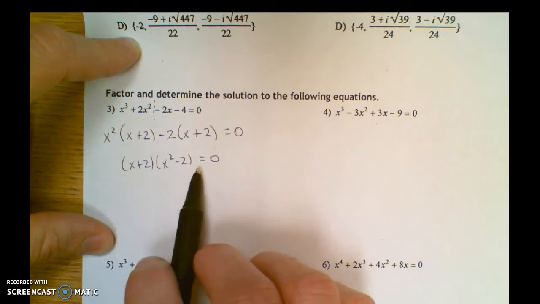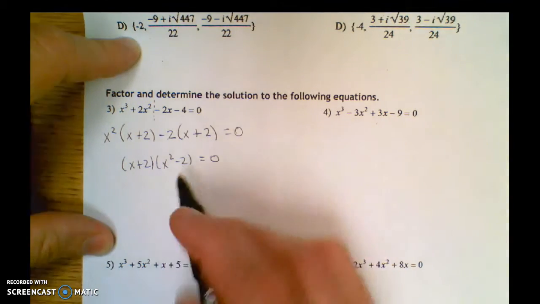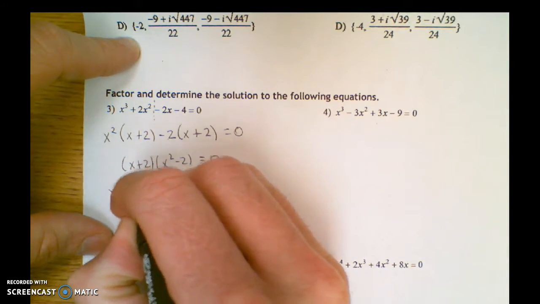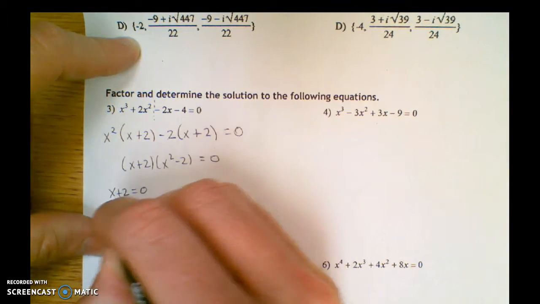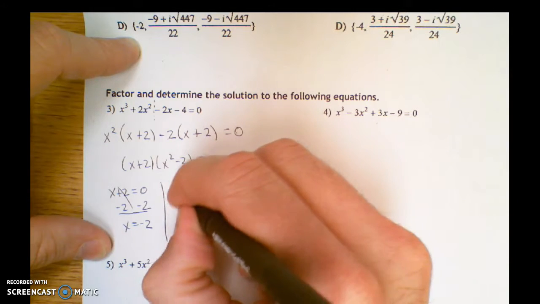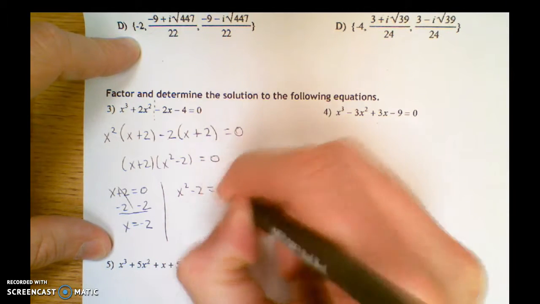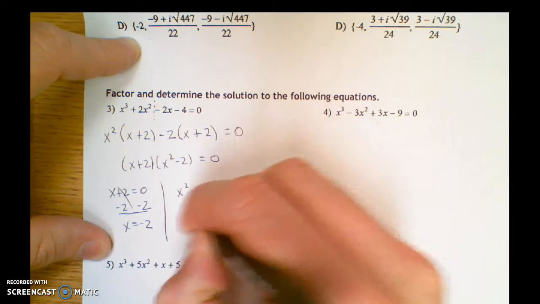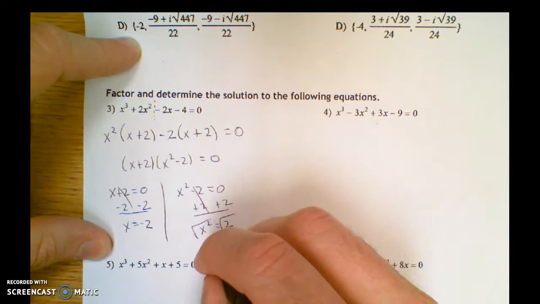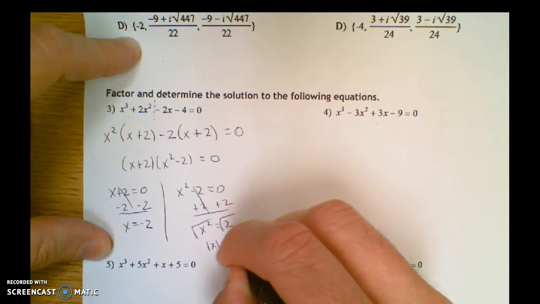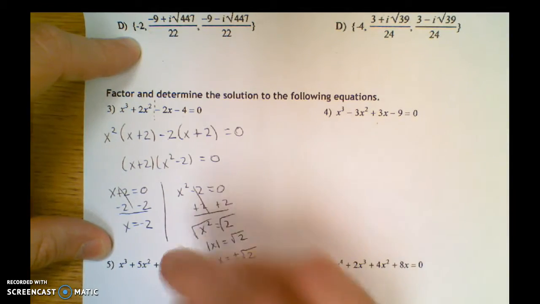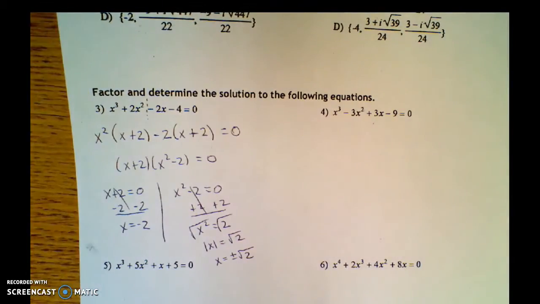What you need to do now is solve these by making the factors equal to 0. So the first one is just x plus 2 equals 0. Subtract 2 on both sides, and you get x equals negative 2. For the second one, you get x squared minus 2 equals 0. Add 2 on both sides, and you get x squared equals 2. Take the square root of both sides. The absolute value of x is the square root of 2, so x equals plus or minus the square root of 2. So those are my solutions to those equations.